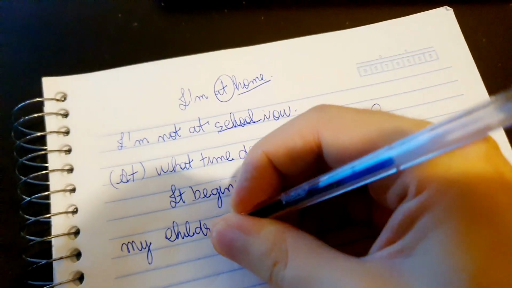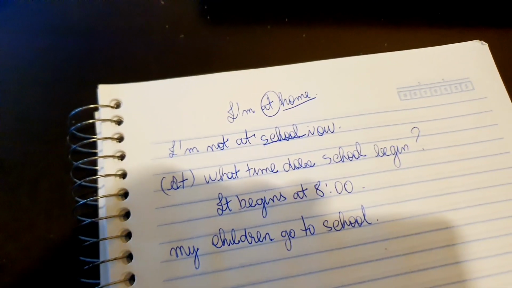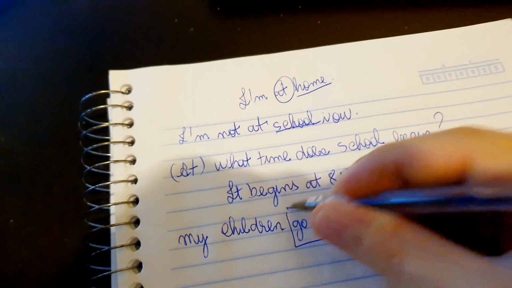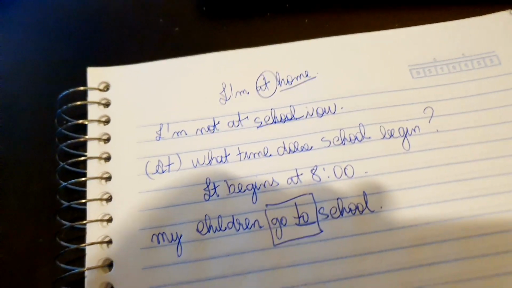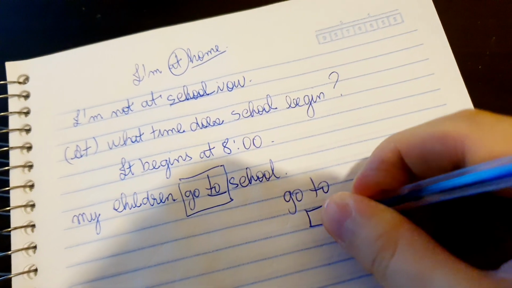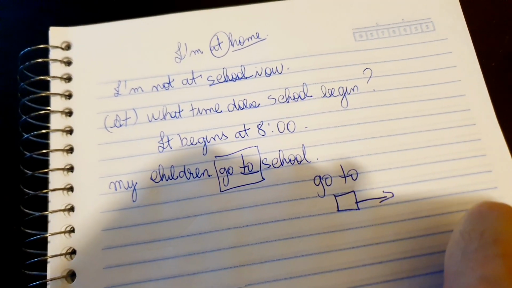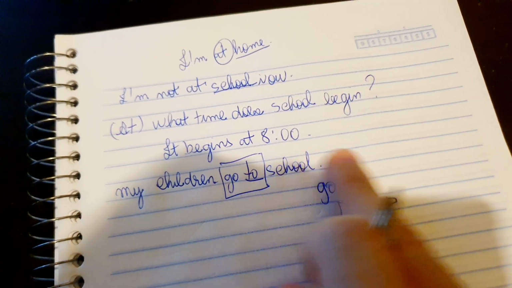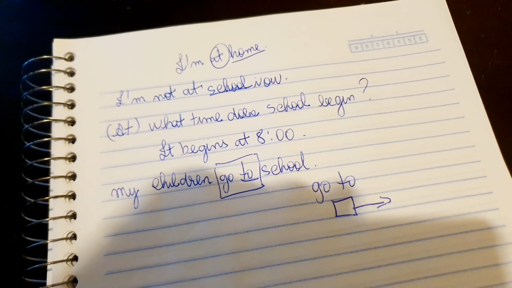My children go to school. You see, here we use a different preposition. We talked about it in a previous lesson, but it's never enough to emphasize that. When you say go to, it means that you are directed to a place. It means direction. So go to school, go to a shopping mall, go to the movies, right? You use this preposition.